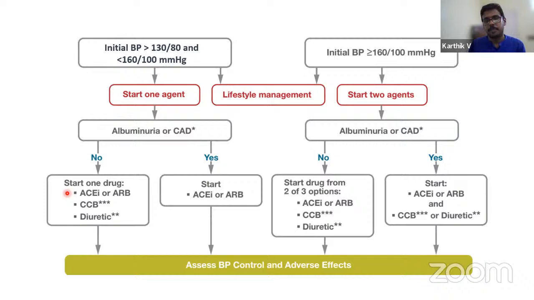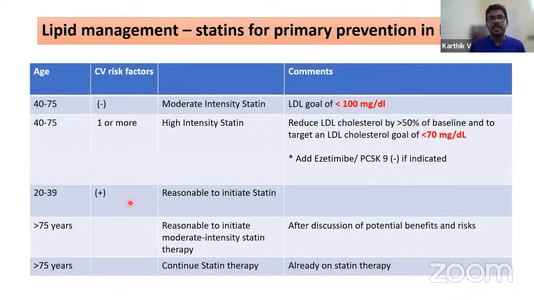Okay. Now, about lipid management, a very, very overlooked area in diabetes management. One of the studies conducted from our center has shown that patients who are eligible for statins are getting them in only 20% of the cases. So 80% of the time, you are often not prescribing statin for a diabetes mellitus patient who is eligible for the therapy. So what does ADA say about primary prevention?